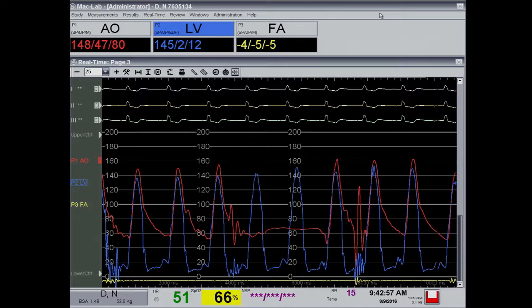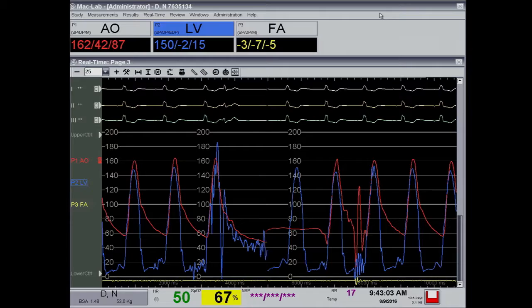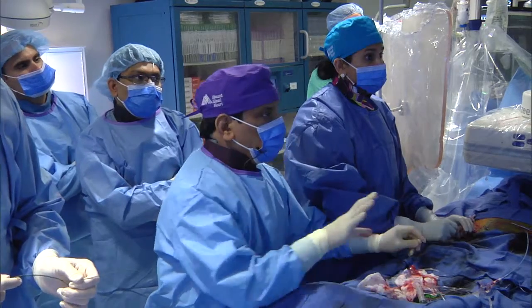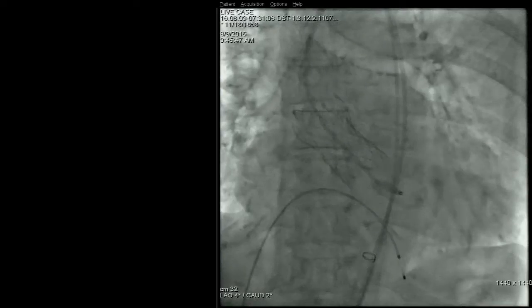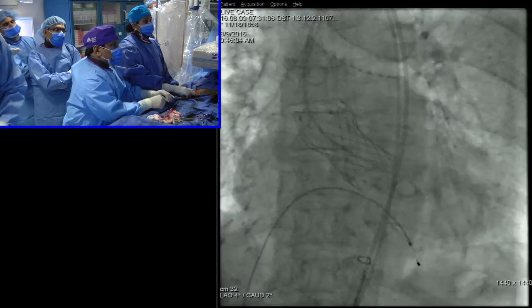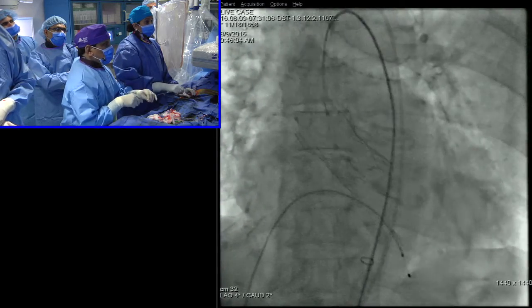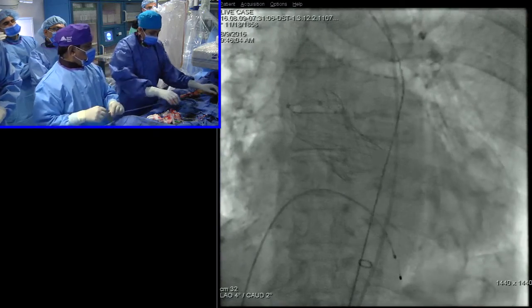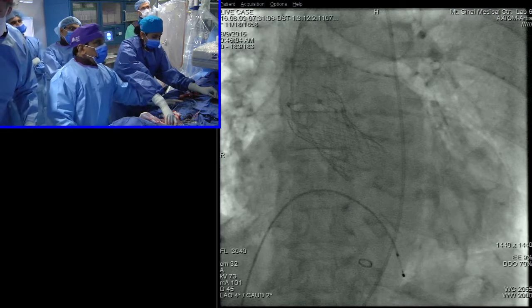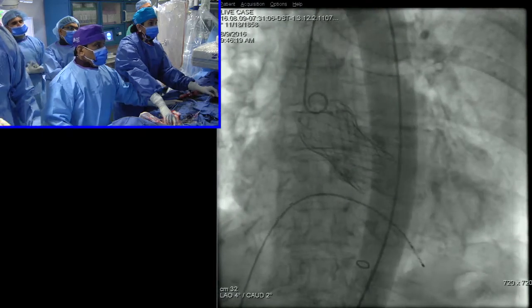Fluoro also good. So now our next step is we go on fluoro. We take the wire. So we take the pigtail out. So we need to do our final. Good. We'll leave it there. Okay, ready? Okay, inject. Wow. Good. Excellent. No AFib.